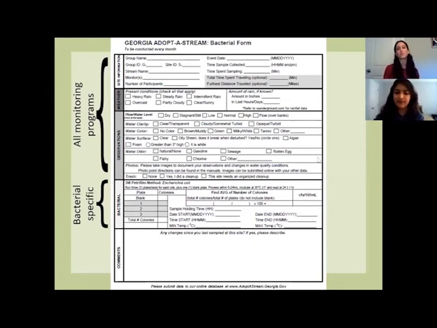All right, so just kind of wrapping up here, we're gonna talk a little bit about the data sheet that you're going to use when you go out monitoring. This is the bacterial form for AdoptaStream, and the top part is what is on all of the monitoring program data sheets. This is your site information, weather and observations. You're going to do this regardless of what kind of monitoring you are going out and doing. The bottom part is bacterial specific, so we will go through the form a little bit.